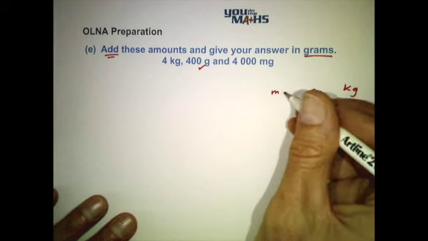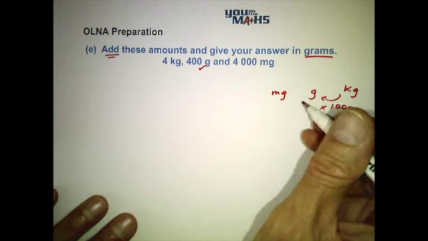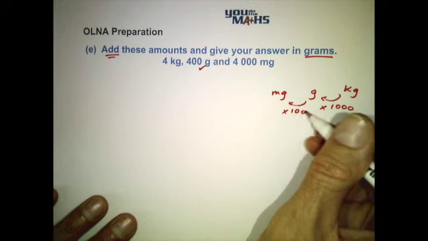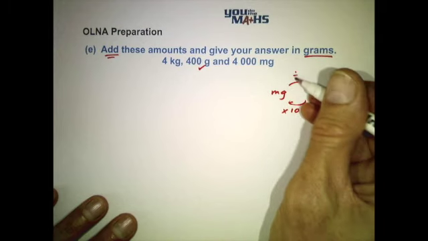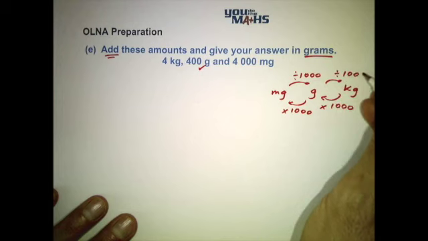As usual, we'll put the units down with the small units on the left, and to go from kilograms to grams we multiply by 1000, grams to milligrams multiply by 1000, and in reverse do the opposite operation, so divide by the same amounts.